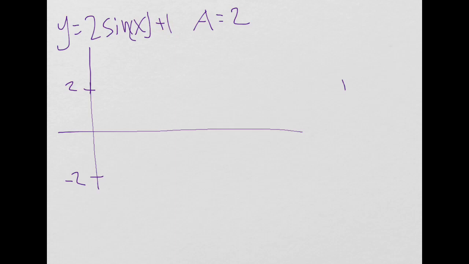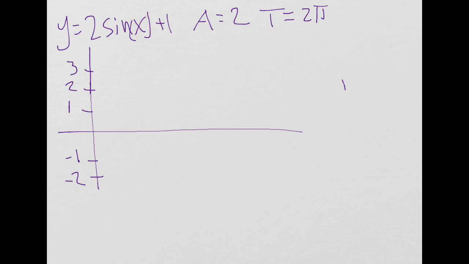So I'm going to mark another point here, 3. I'm going to mark another point here, -1. And I'm going to mark another point here, 1. So now we have a nice scale going. Period, again, is just normal 2 pi because there is no coefficient in front of our x term. So let's start doing it.